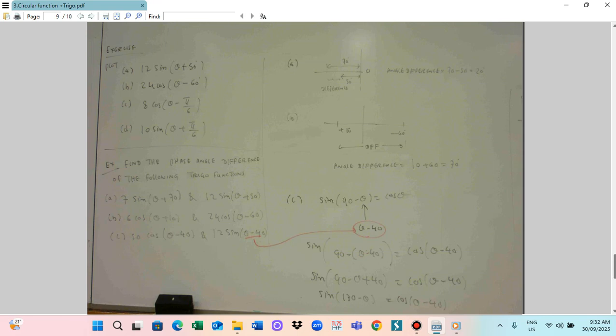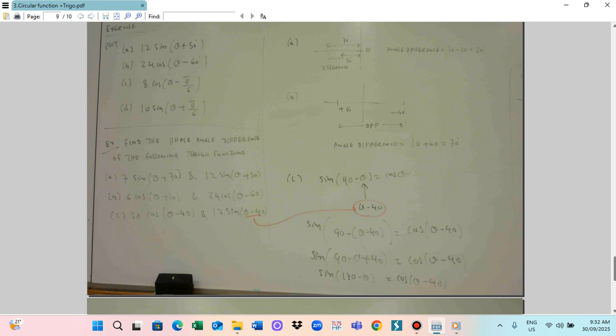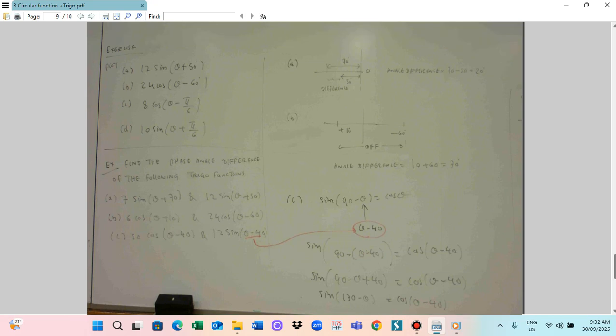These are the sine theta plus 70 and the sine theta plus 50. So for A you can see theta plus 70. Theta plus 70 means this is the angle 0 here. Plus 70 means this angle is 70 degrees. Okay, and then plus 50 means this angle is plus 50. So you can see that this is different.